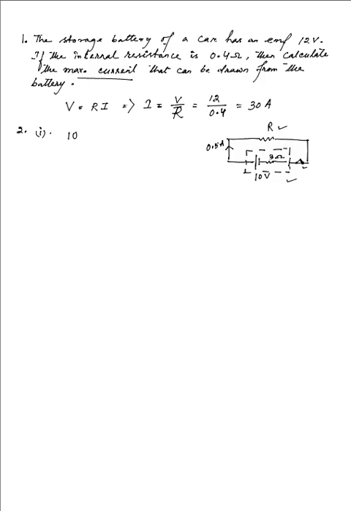So again, using the same formula as above, V equals RI, you have 10 equal to 3 plus R times I, where I is 0.5, as given. So from that, 3 plus R is equal to 10 by 0.5, which is equal to 20, and from that you have the value of R to be 17 ohms, which is connected externally to the circuit.